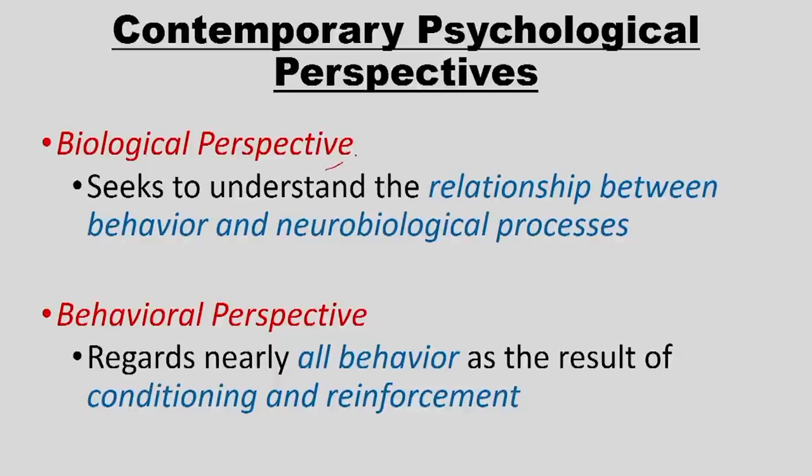The first perspective is called the biological perspective. So, what is the biological perspective? The biological perspective says that it seeks to understand the relationship between behavior and neurological processes. What this perspective actually wants to do is look at why a behavior happens in terms of neurological functions. What does this mean?